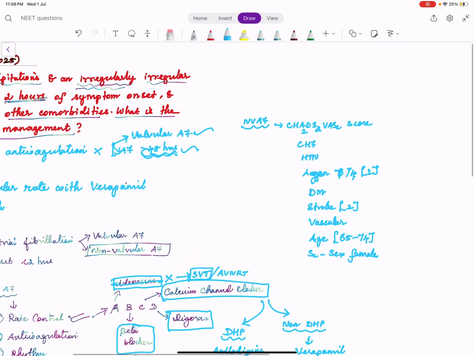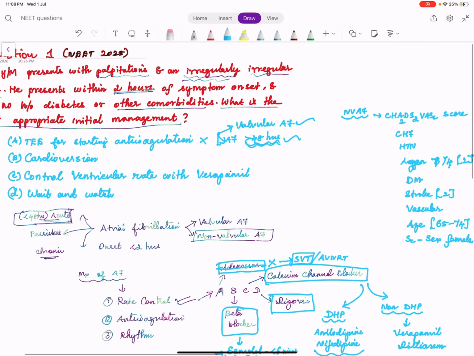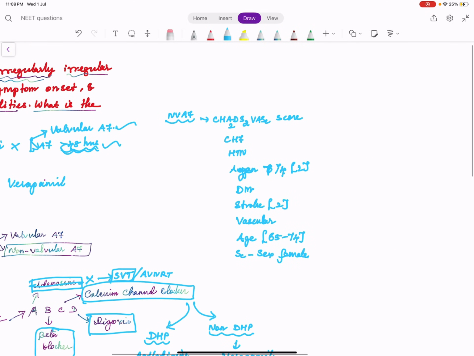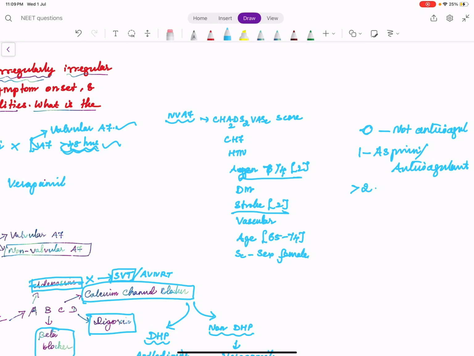So whenever you are given a case of non-valvular AF and a question comes on anticoagulation, just remember this CHA2DS2-VASc score. Age more than 74 and stroke carry 2 points, remember that also. If the score is 0, you need not anticoagulate. When the score is 1, they say we can give aspirin or anticoagulant. When the score is 2 or more, we must anticoagulate.